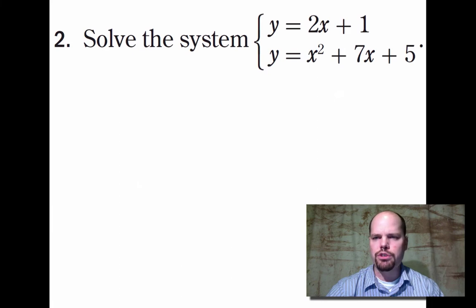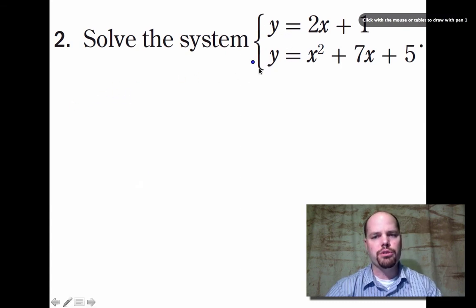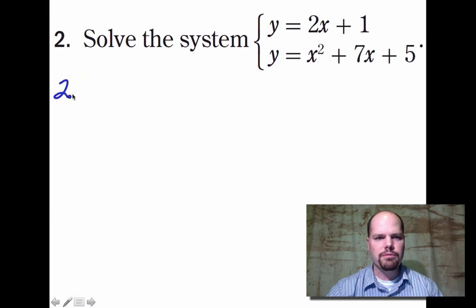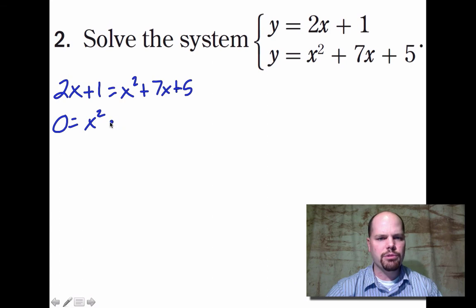Solve the system y equals 2x plus 1 and y equals x squared plus 7x plus 5. Once again, it's set up for substitution or graphing. I will show you what the graph looks like after we solve this by hand, because substitution is set up nicely for this. So 2x plus 1 equals x squared plus 7x plus 5. I would subtract 2x and subtract 1 to get this equal to 0. So I have x squared; I had 7x and subtracted 2x, so that becomes 5x; I had 5 and subtracted 1 from both sides, so that's plus 4.